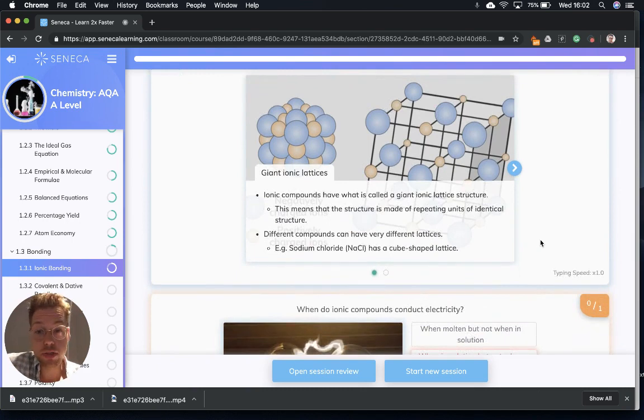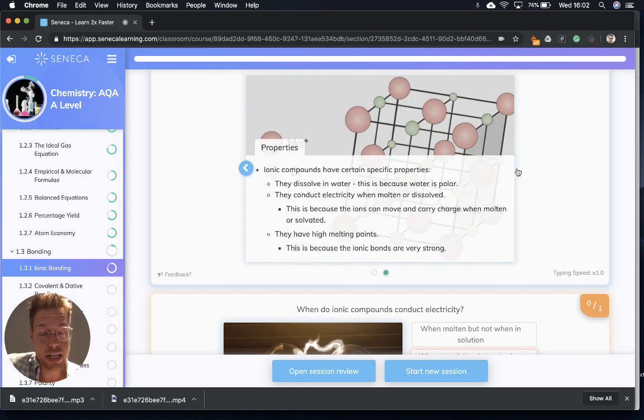Now, next we move on to talk about giant ionic lattices. Ionic compounds have what is called a giant ionic lattice structure, which sounds really opulent. This means that the structure is made of repeating units of identical structure, and different compounds have different lattices. So sodium chloride has a nice little shaped lattice. So that's one good example to know. NaCl, that's table salt, sprinkle, delicious.